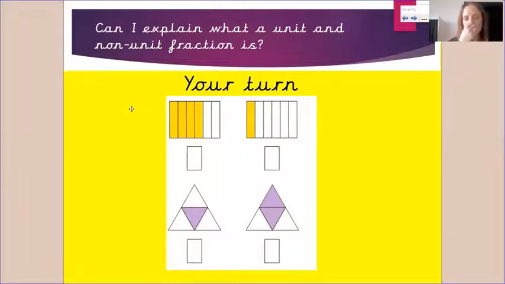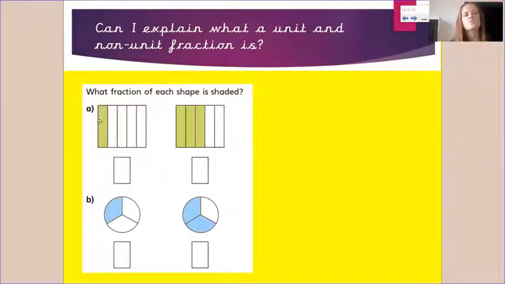Sorry, let me do this with you first. So what fraction is shaded in each one? So what I would do is I would count the total of the pieces, and that will be my denominator. And then the colored in bit is my numerator. So if I count, I have 1, 2, 3, 4, 5. So it is made up into 5 parts, make up the whole. And one of those 5 parts is colored in.